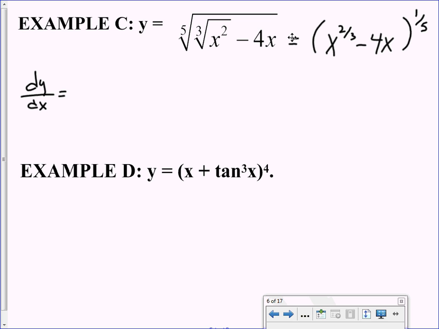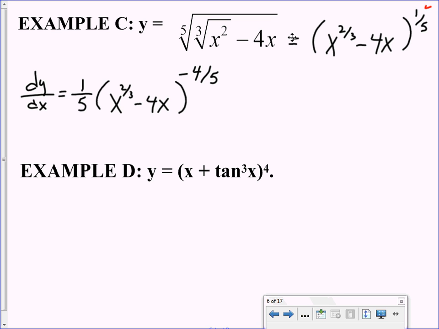The outermost function is the 1/5 power. To take the derivative of something to the 1/5, we bring down the 1/5. We leave the inside alone, and we subtract 1. 1/5 minus 1. 1/5 minus 5/5 is negative 4/5. Evaluate at the inside. So we took the derivative of the outermost function, right?